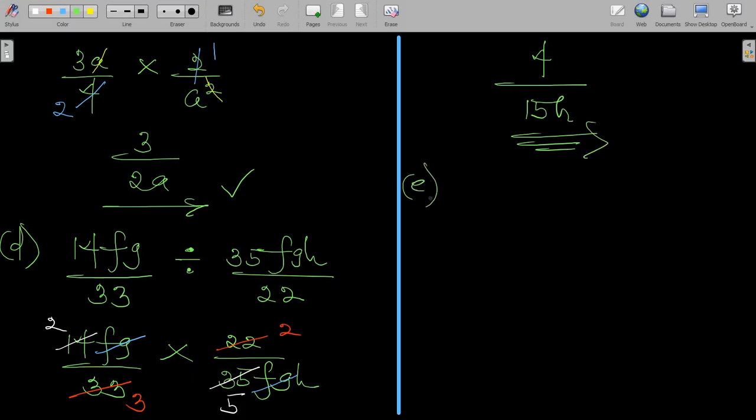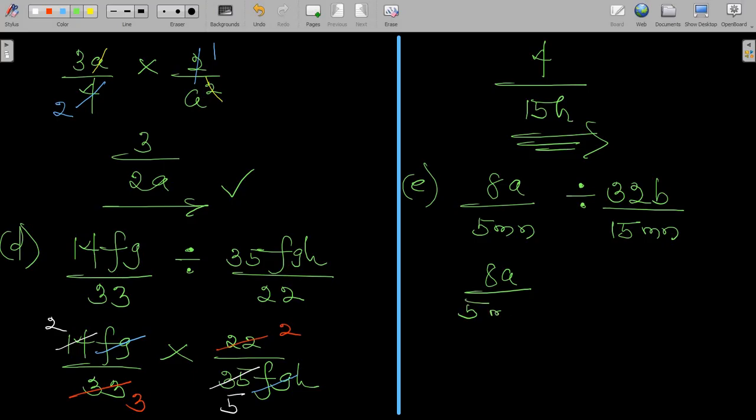Now let's go to the E part of the question. So if we are given 8a divided by, I'm writing out the question back again, 32b all over 15mn. So let's move on. So here also we write our 8a all over 5mn. Now change your divide to multiplication sign. Then you flip, allow the 15 to come up. Then this is actually mn all over, then the 32b will come down. So let's start dividing. So mn will cancel this mn.